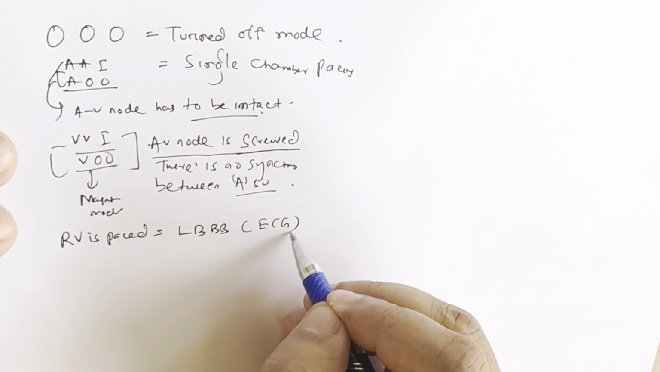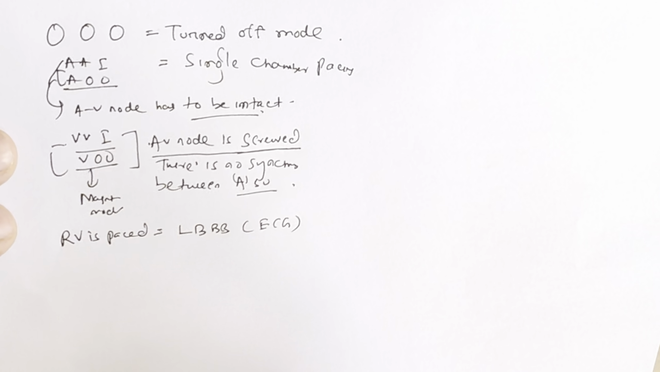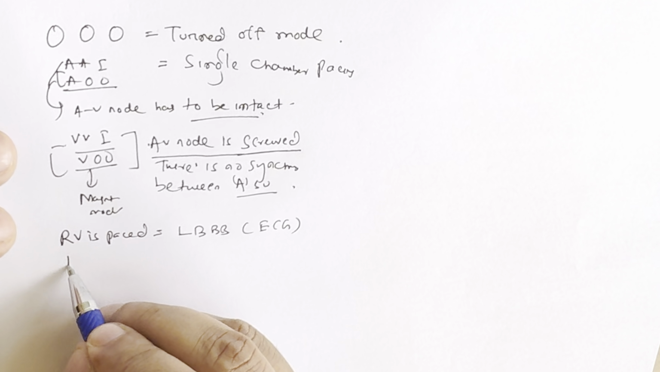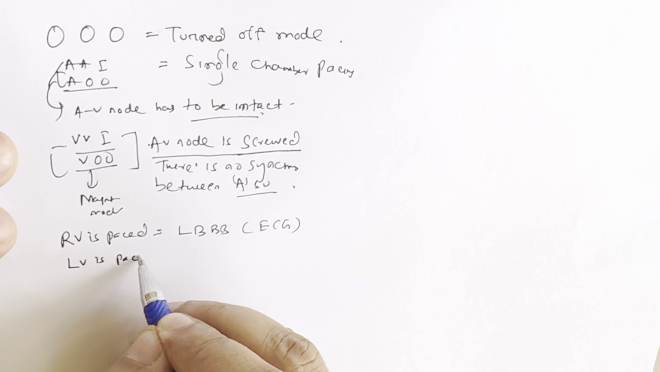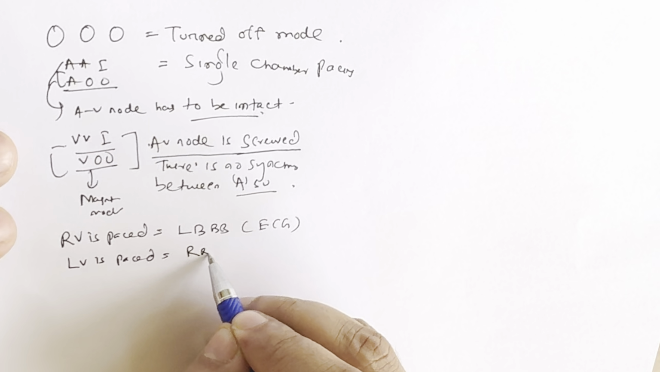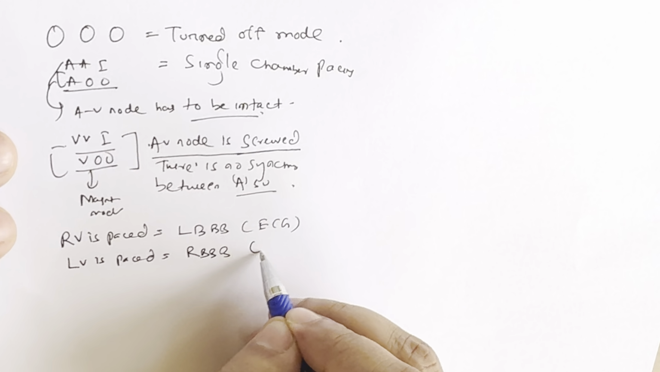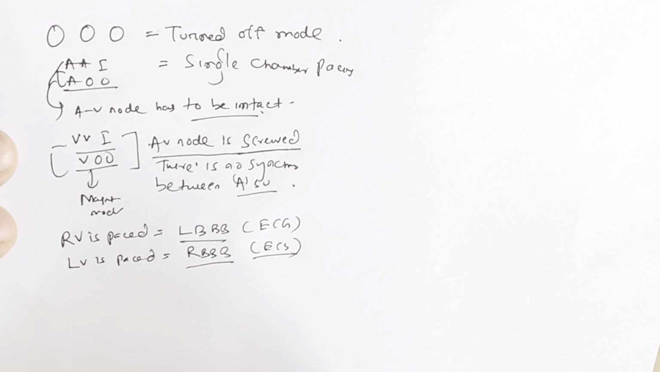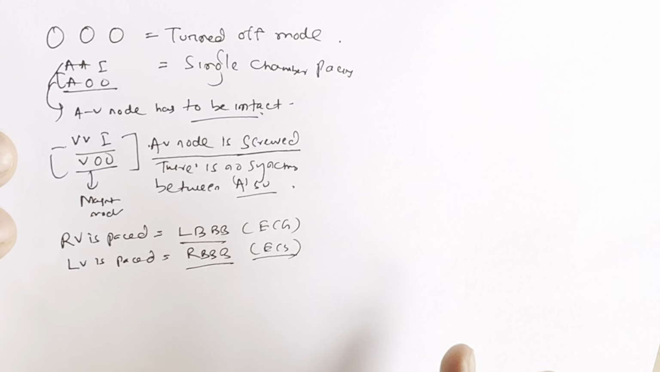So if you find an ECG where there is LBBB, do not consider it as a new cardiac event. Just check if it is an RV paced pacemaker. If the LV is paced, similarly there will be RBBB in the ECG. So always check whenever you find these things. Always check whether there is a pacemaker in the patient or not.